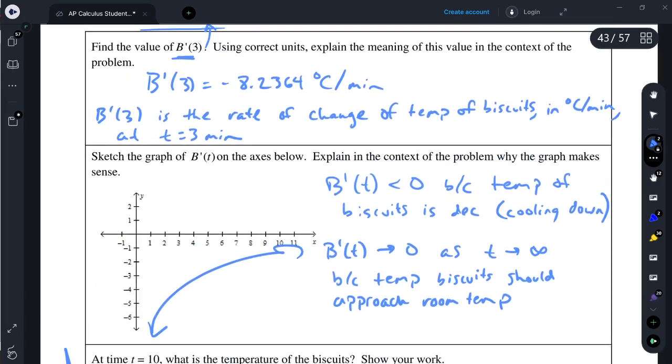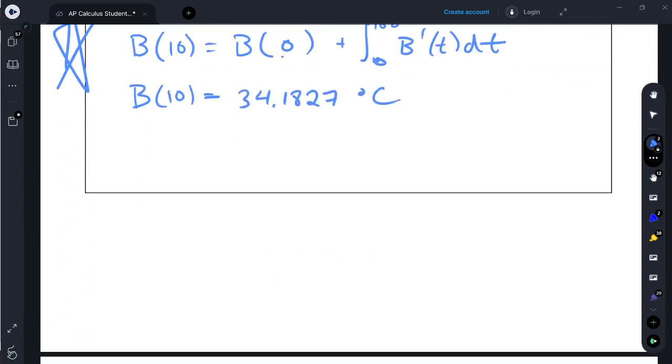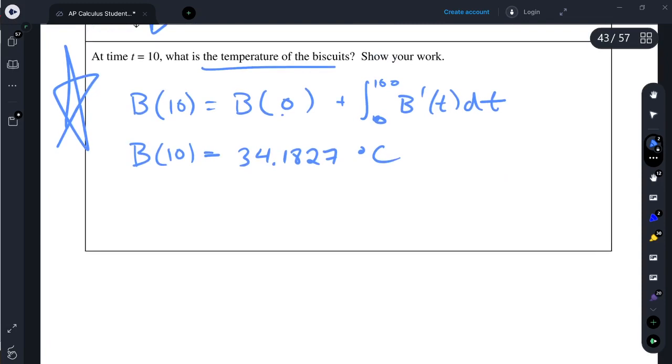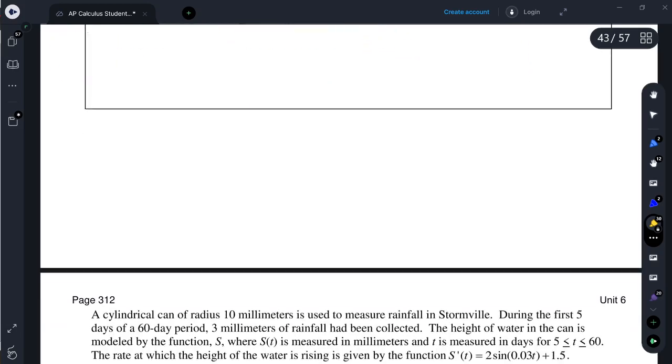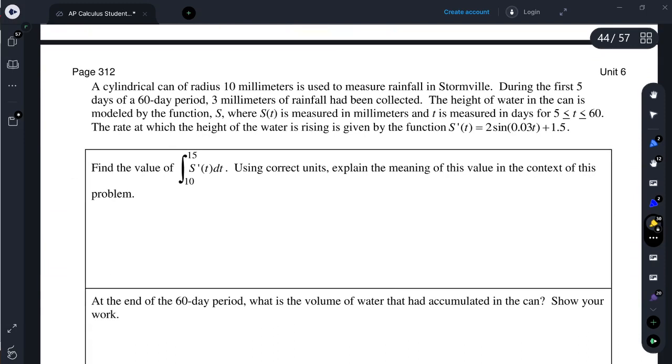Right? So that's really the big idea there. The new temperature, or the new amount, is equal to the original amount plus the integral of whatever our rate is. So one more like this. We have a cylindrical can, radius 10 millimeters, is used to measure rainfall in Stormville.